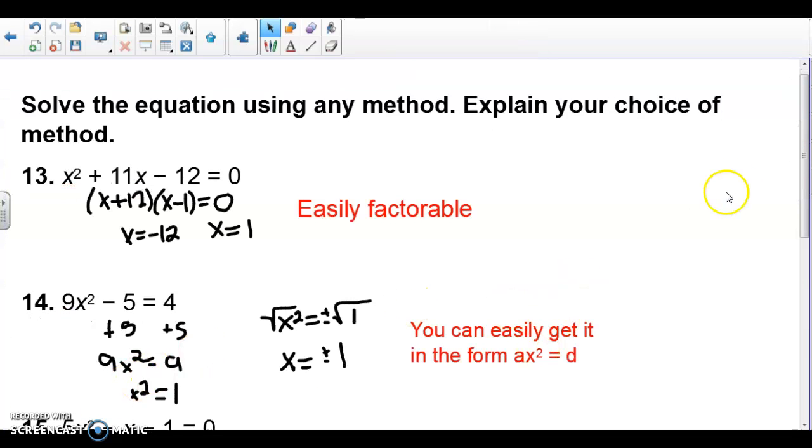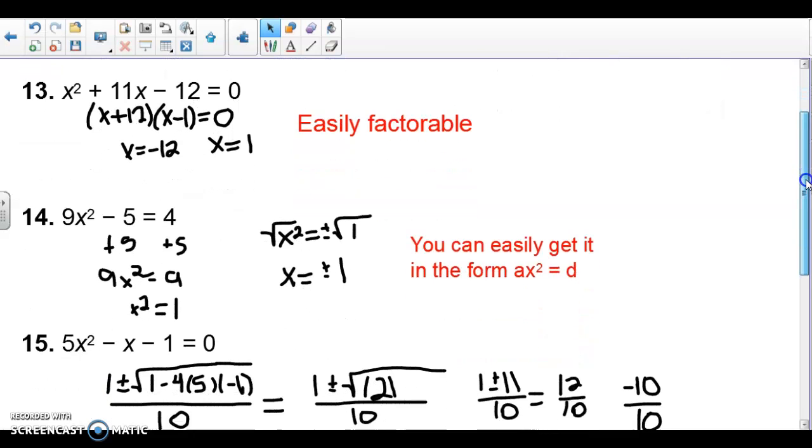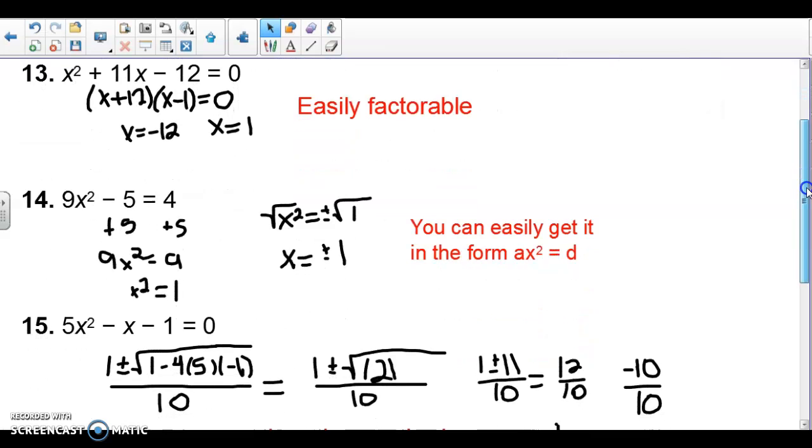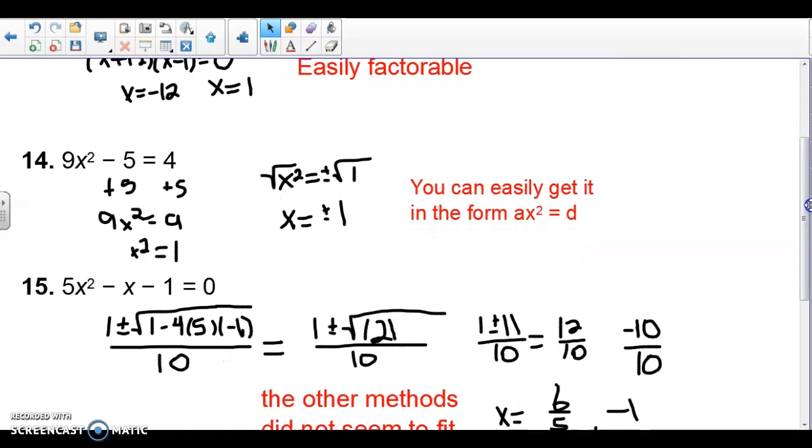Alright, so let's go through our responses here. For number 13, I got x equals negative 12 and x equals 1. We factored them because they're easily factorable. You can easily look at it and say, two numbers that multiply to negative 12 and add to 11 are positive 12 and negative 1. For 14, I could get x squared equals t, and then I could just solve by using square roots. So I got x squared equals 1, so x equals positive or negative 1.